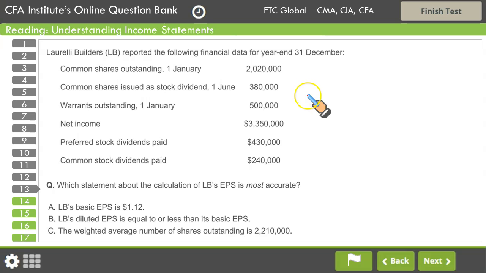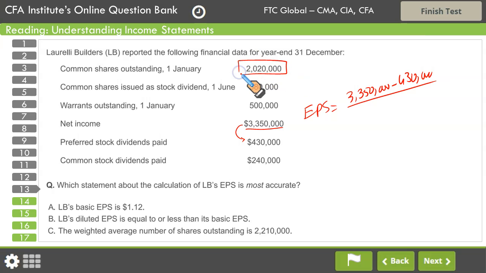Let us first calculate EPS. EPS is income attributable to the common stockholders divided by the weighted average number of shares. So your net income is 3.35, out of which we need to deduct your preferred stock dividend. So it's going to be 3.35 million minus 430 divided by the weighted average number of shares. So this is the number of shares at the start of the period, and common shares issued as stock dividend on 1st of June.